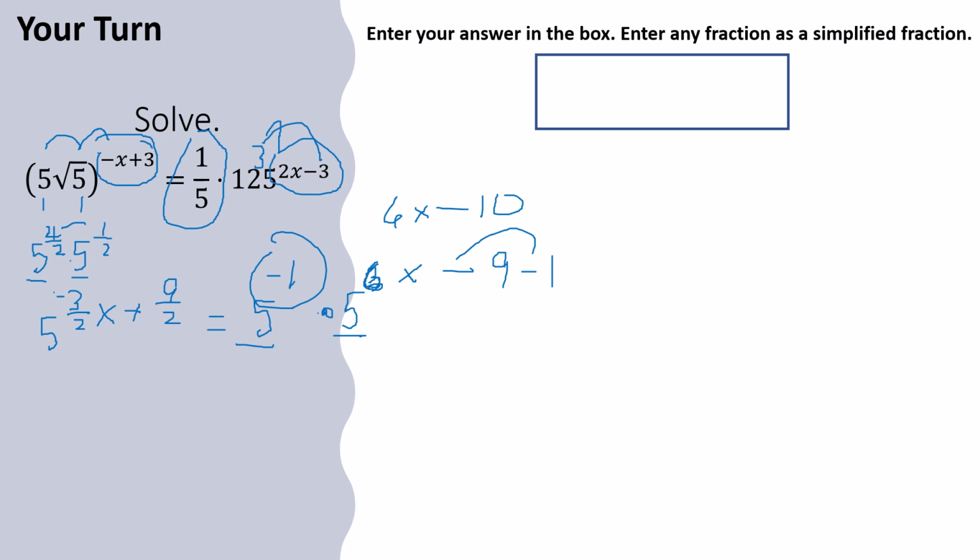All right, now we can take the left-hand side because we have the same base 5, and we can write those exponents as an equation. So negative 3/2 x plus 9/2 equals 6x minus 10. I want to go ahead and add 3/2 x to both sides.